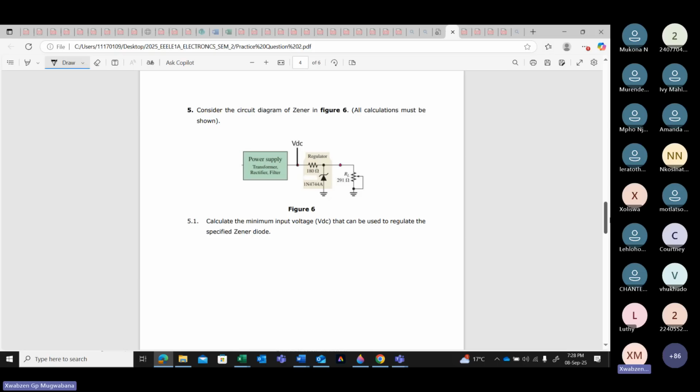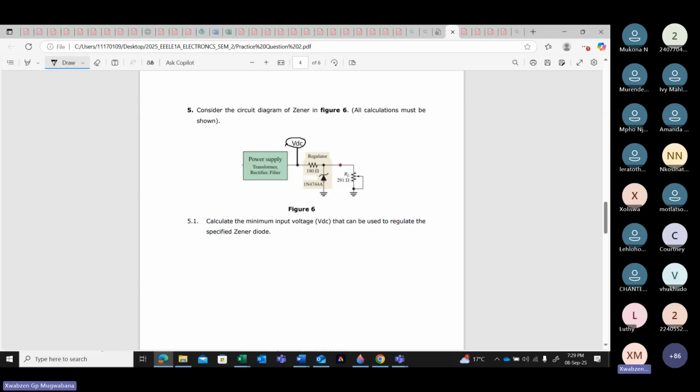So consider the circuit diagram of Zener in figure 6. All calculations must be shown. From there, I'm given the figure. It says power supply, transformer, rectifier, filter. Then the output here that you get is your VDC. It indicates that at that point you are measuring VDC, which is supplied into a regulator. This is your regulator circuit.